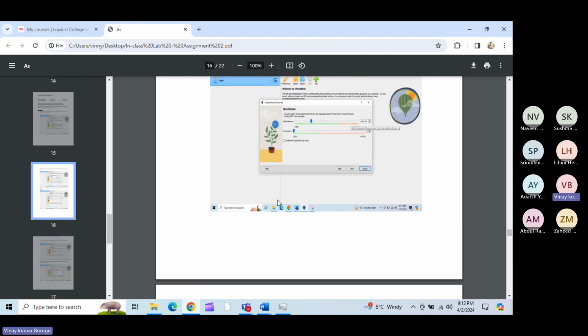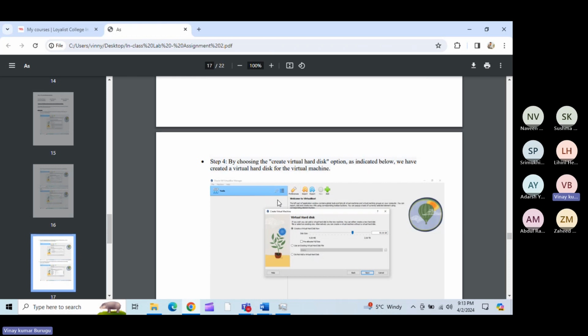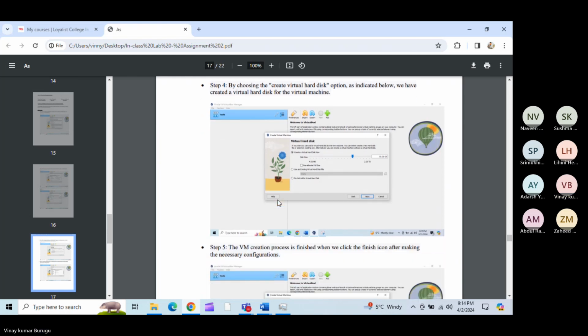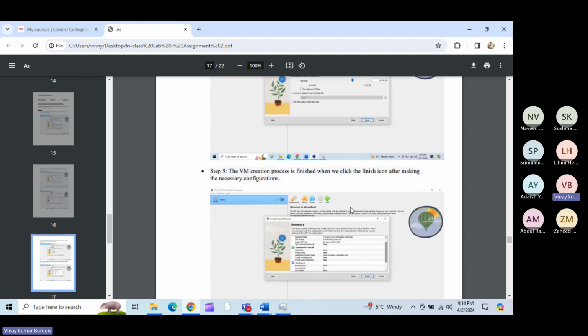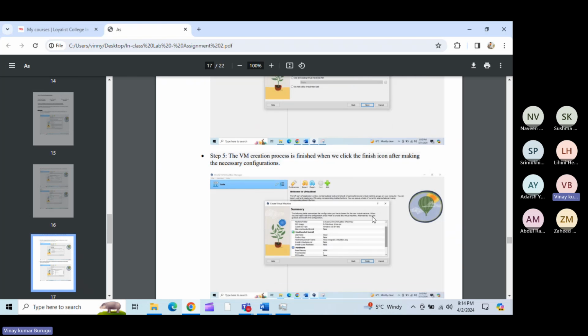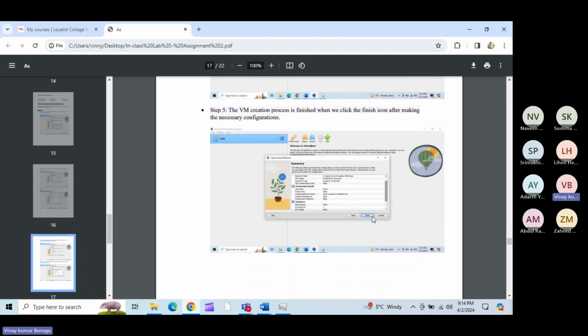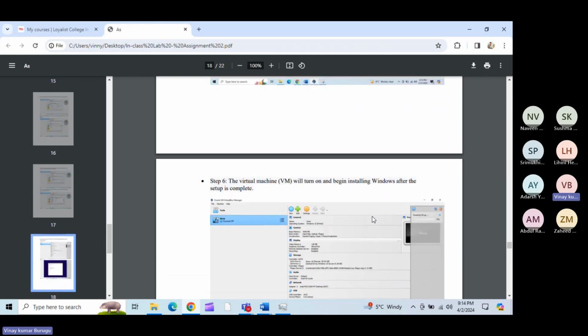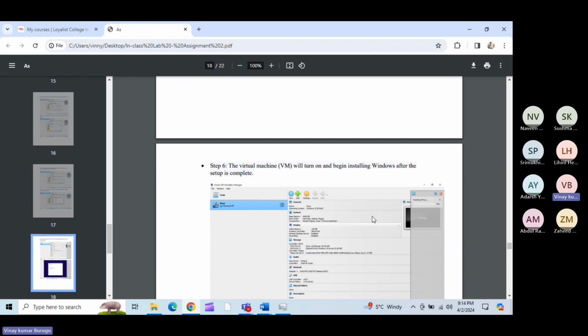Once we are done with creating the hardware, we'll proceed with the virtual hard disk. For this particular VM, we are creating the hard disk with the size of 50 GB. Once we are done with all the configuration, we need to re-verify the configurations of the virtual machine, like memory and hard disk size. Then we click on finish. Once we click on finish, the VM will start powering on. From this part, others will continue.